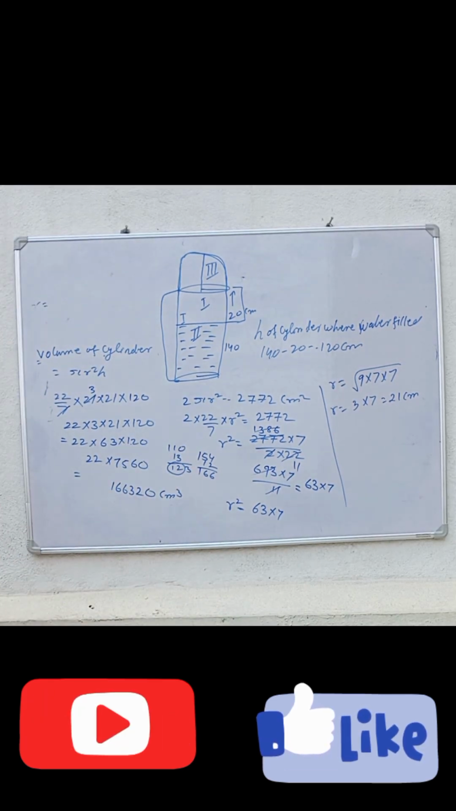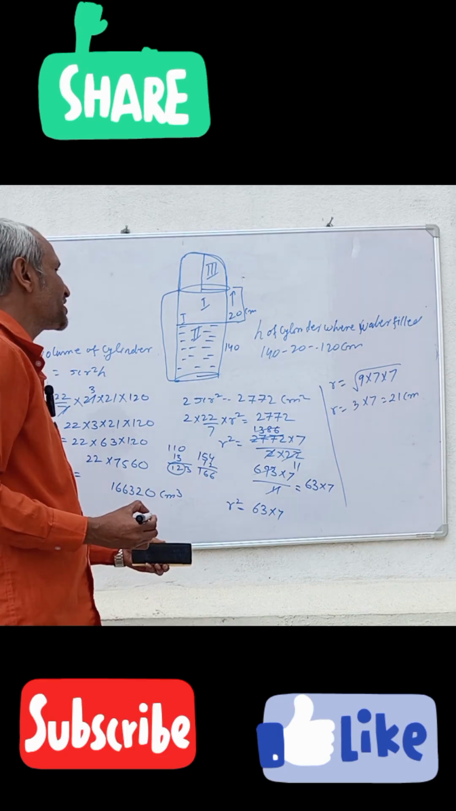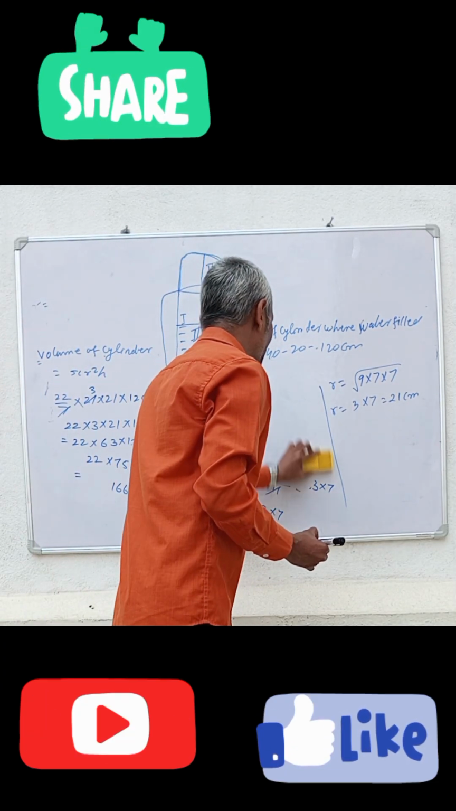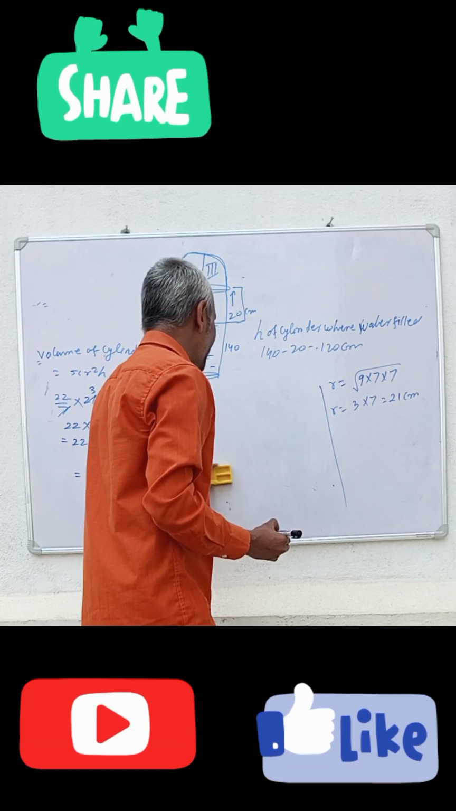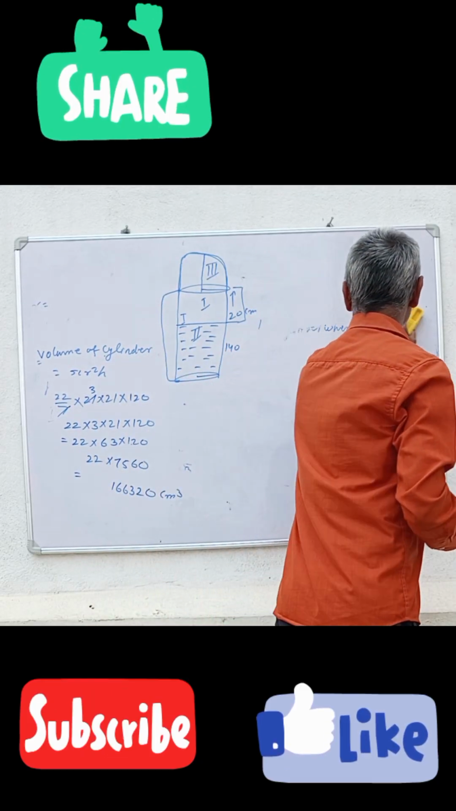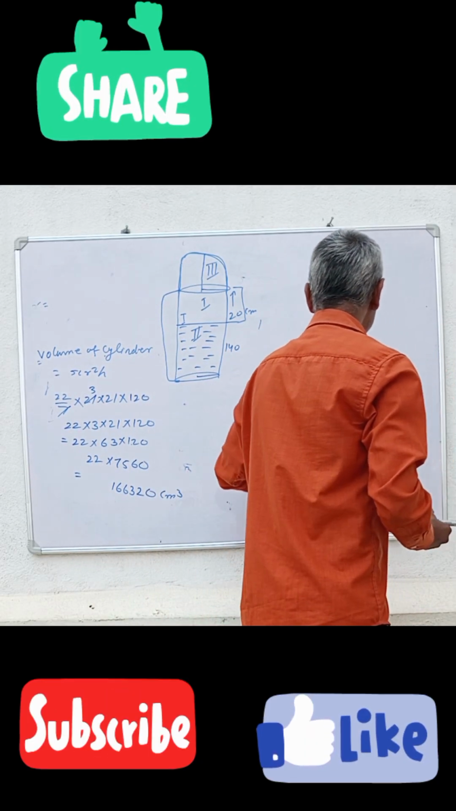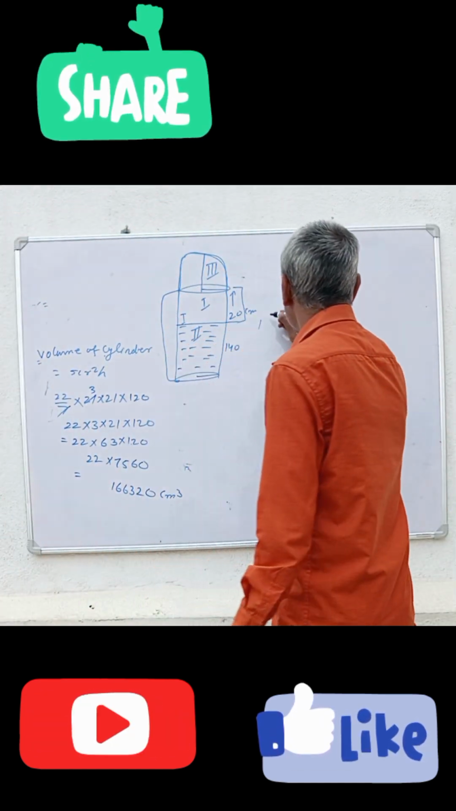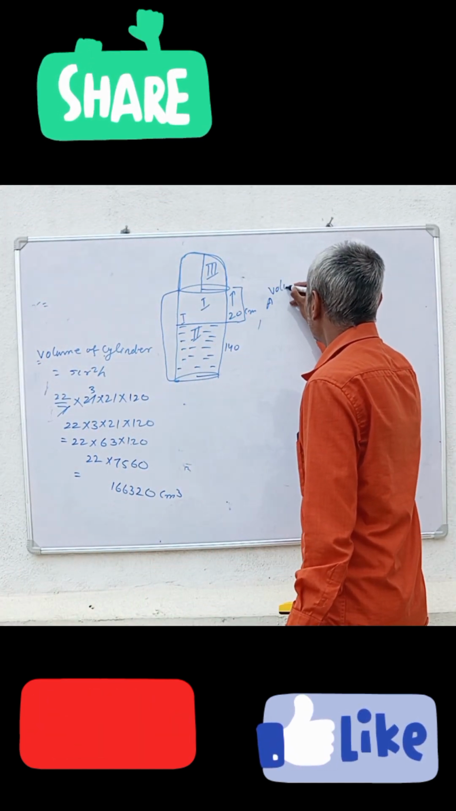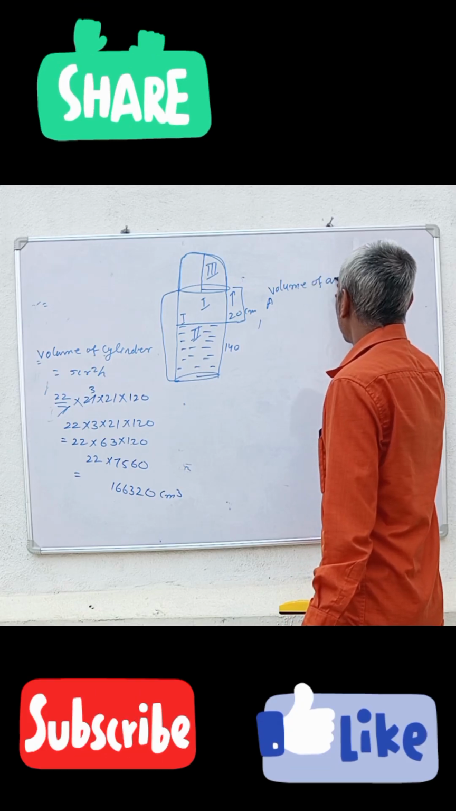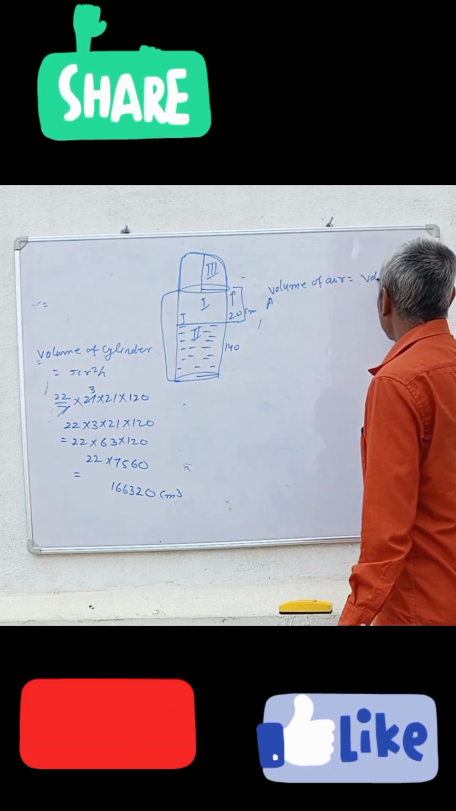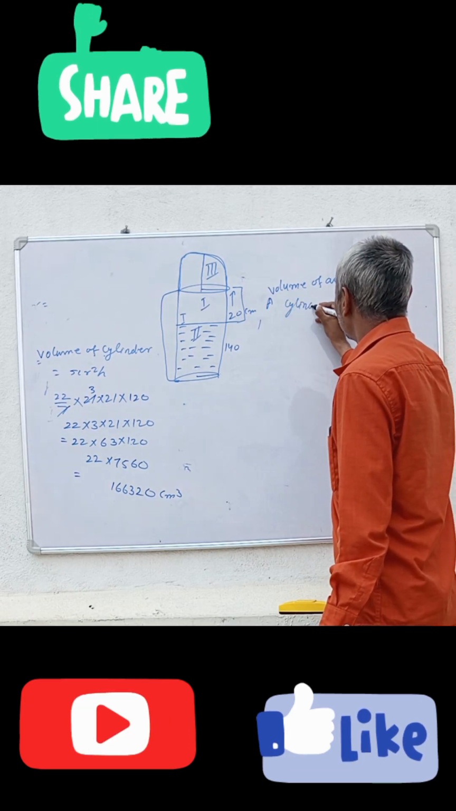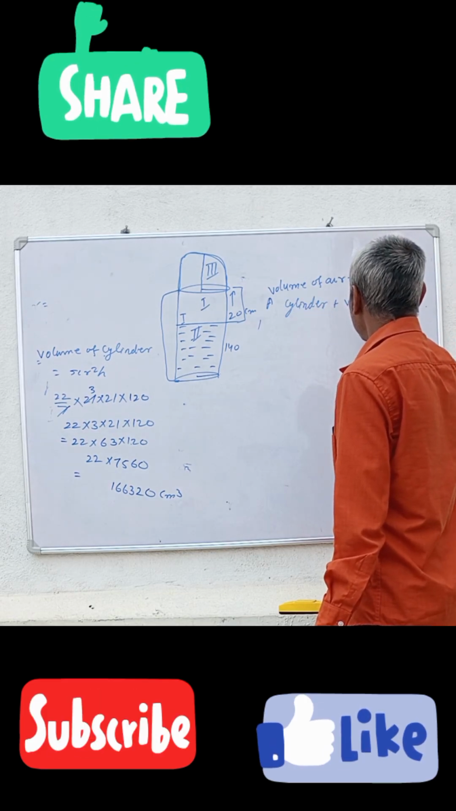Now we are going to find how much air is there. The total air is equal to the volume of the remaining cylinder plus the volume of the hemisphere. Volume of air is equal to volume of cylinder plus volume of hemisphere.